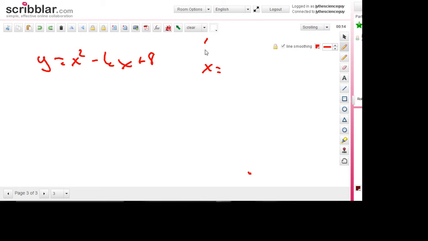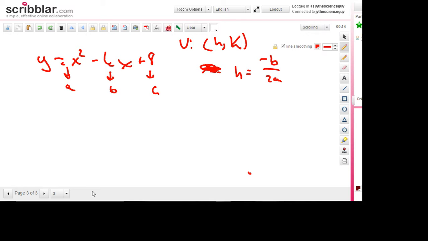Remember, your vertex is at h, comma, k. In order to find your h, you can use this equation: negative b over 2a. Does that look familiar? Do you remember that? No, not in the least. This is the b term, this is the a term, and this is the c term. ax squared plus bx plus c, I remember that. So if I want to solve for h, my h is going to be negative b, which is 6, over 2 times negative 1. Oh, no, negative b.